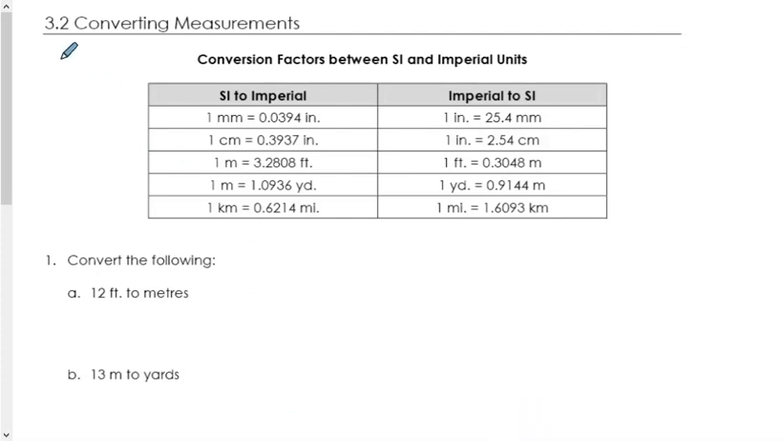Hi guys, so in this lesson we are going to be going through 3.2 converting measurements. You have been doing conversions already. The only difference here is we're going to be going in between SI and imperial units.